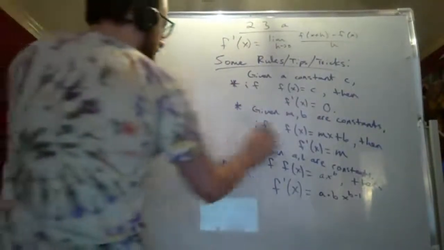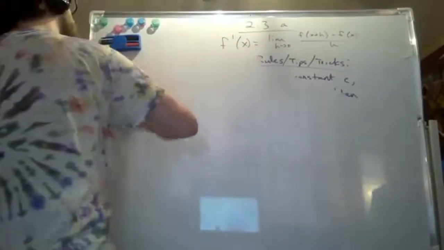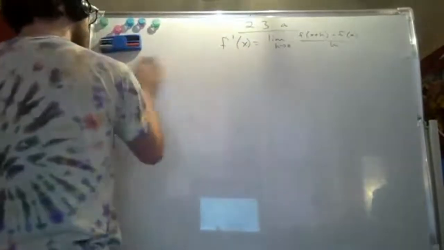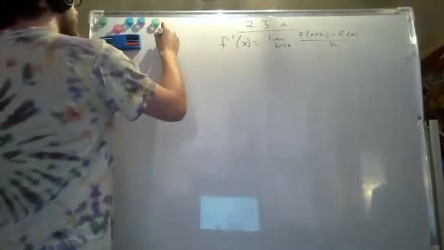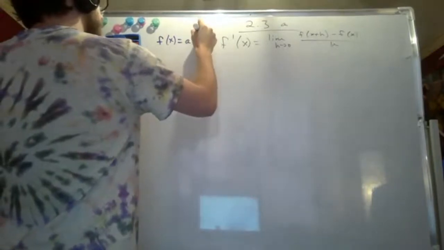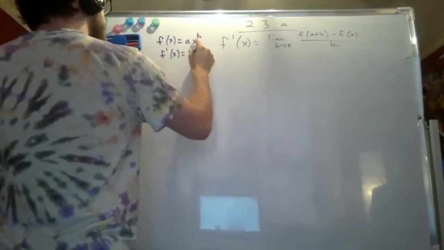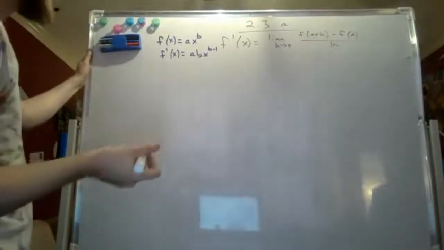So let's do some examples then. The first thing I'd like to do is to show you the power rule in action, and then also do it the other way using the limit definition to prove that you really do get the same answer. So let's consider, and I'll write the rule up here. If I have f of x equals ax raised to the b power, then my claim is that f prime is abx raised to the b minus 1 power. This is the power rule.